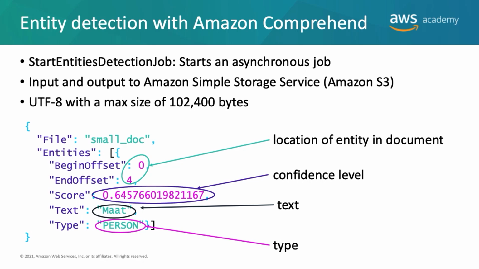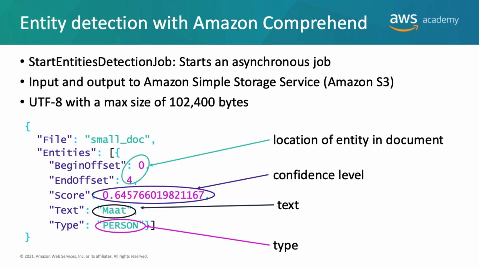To start a job that is asynchronous, use the Start Entities Detection Job function. To manage your jobs, use the function for listing called List Entities Detection Jobs, and for describing, call Describe Entities Detection Job. Once the job is complete, the results are output to the S3 bucket you specified. The example on the slide shows the output.